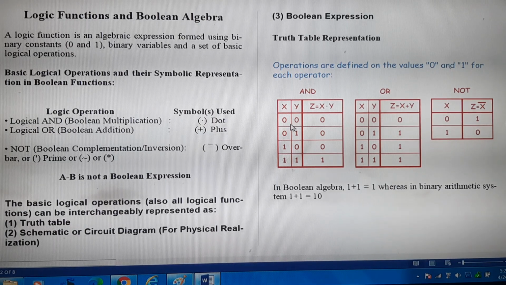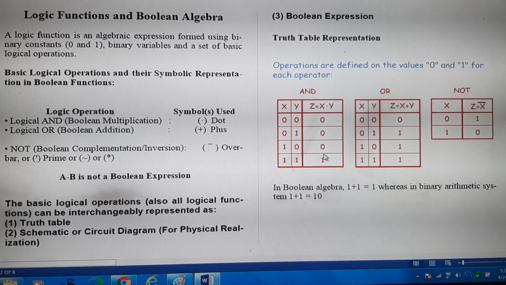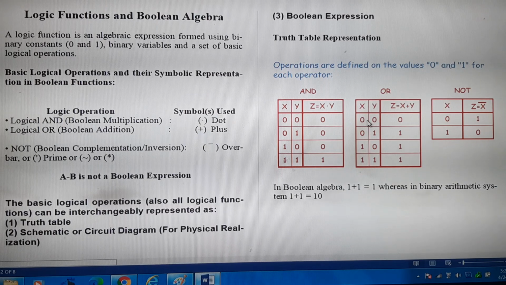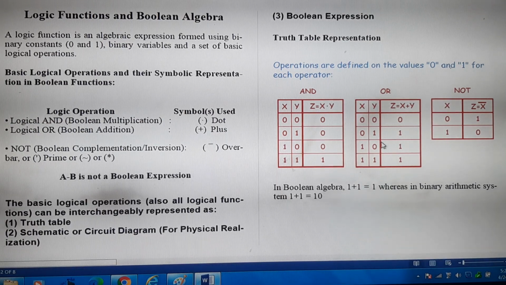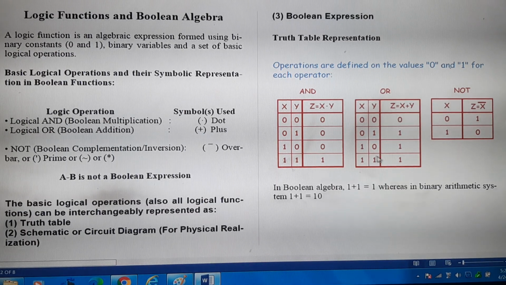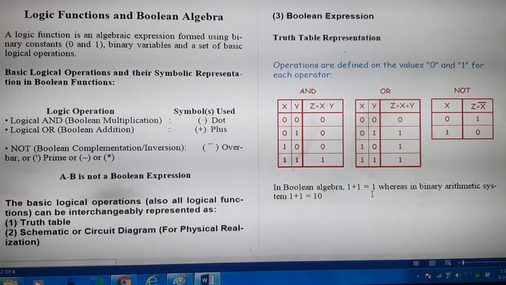So when x and y both are 0, 0.0 is 0, 0.1 or 1.0 is 0, 1.0 or 0.1 gives the output equal to 0 and 1.1 is equal to 1. This is the truth table for logical OR operation, so that we can say that 0 plus 0 is 0, 0 plus 1 or 1 plus 0 is 1, 1 plus 0 or 0 plus 1 is 1, 1 plus 1 is 1. In Boolean algebra, 1 plus 1 is 1. We have to remember this.